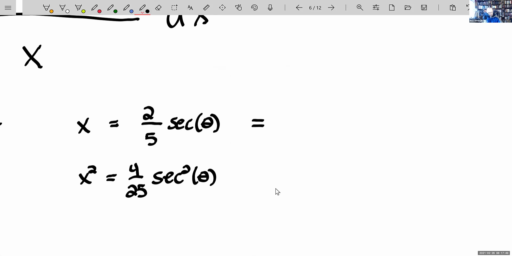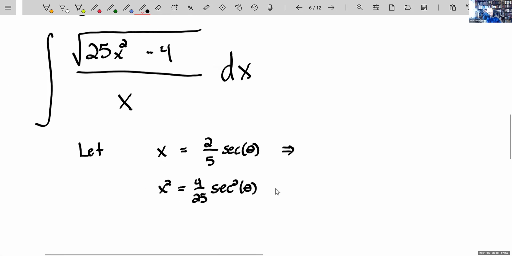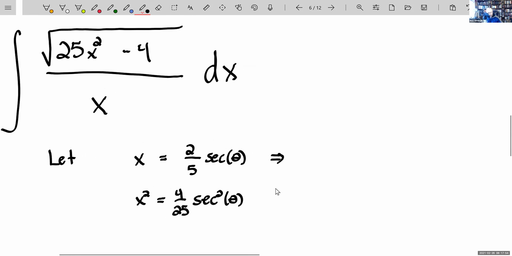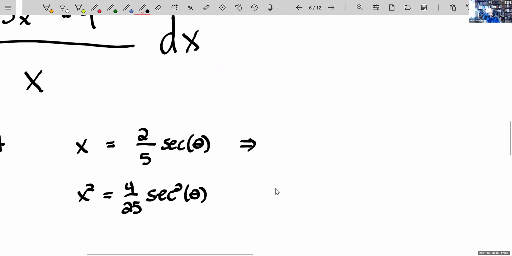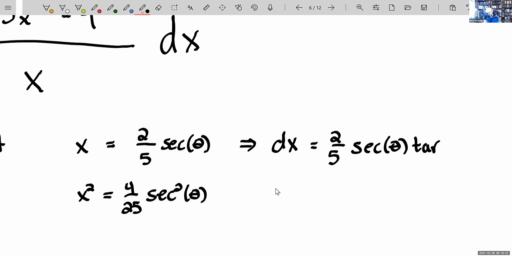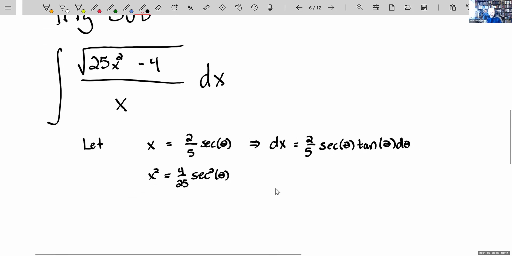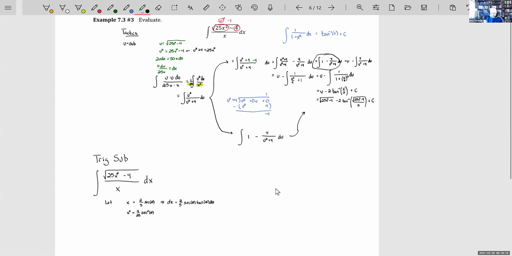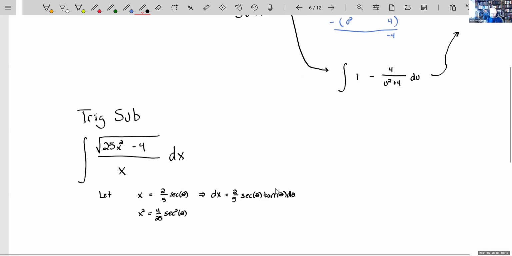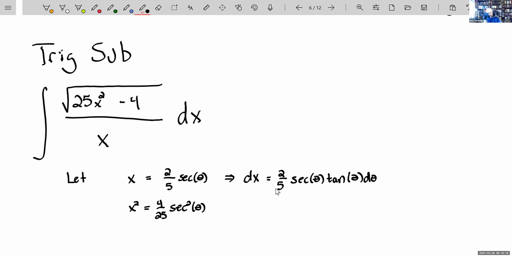So this, I still need to trade out because I'm trading into the world of thetas. So I will go ahead and figure out what dx is. dx is 2/5 times the derivative of the secant, which is the secant of theta tangent of theta, d theta. Everything's ready to go. Now remember the work involved for the u sub. It was pretty gnarly, right? A lot of work there. Let's see what happens with this.